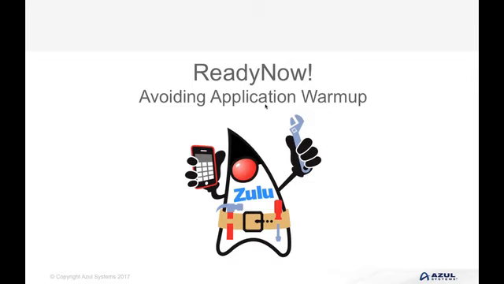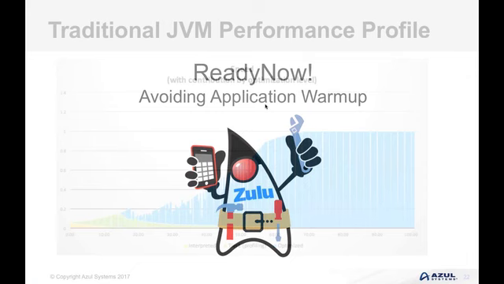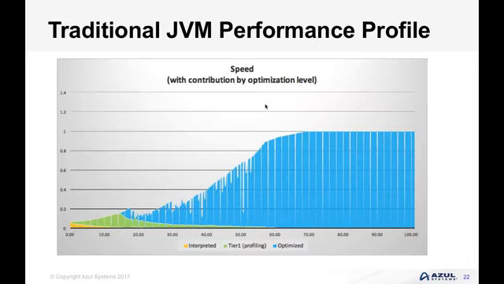The last thing I want to talk about is what's called Ready Now and how we can avoid application warm-up. So this, again, is the graph that we saw earlier. So we look at speed and we know that we have interpreting at the beginning. We then use C1 JIT to compile some code, do some profiling. We switch to C2, we do more profiling, we do more compilation, we hit these de-optimizations. And this means that we have a warm-up time associated with our application.